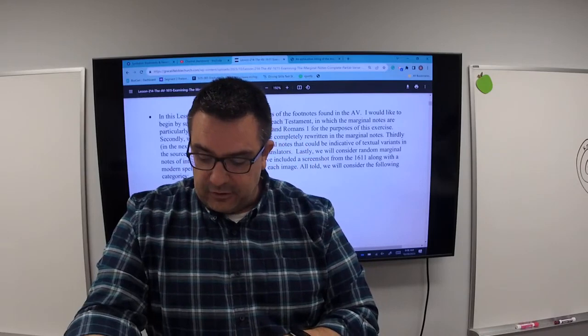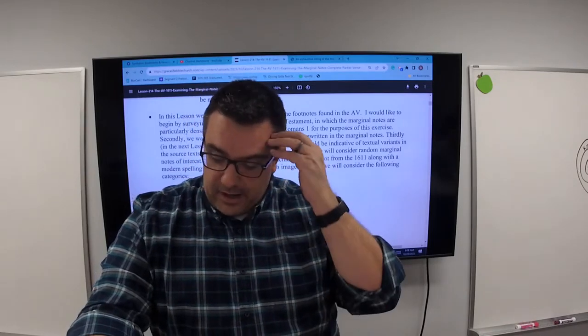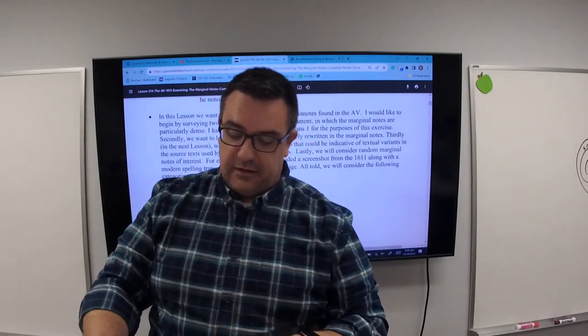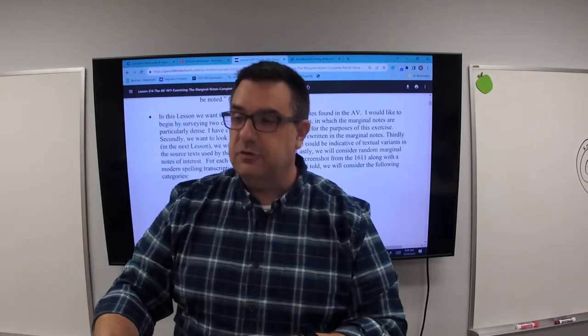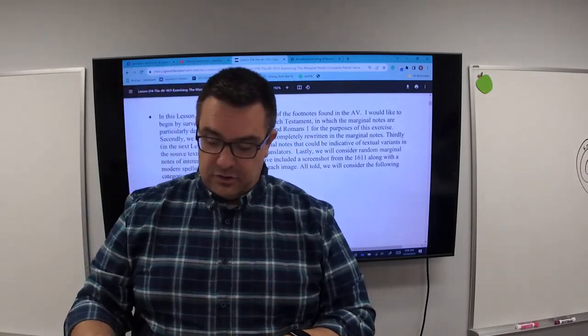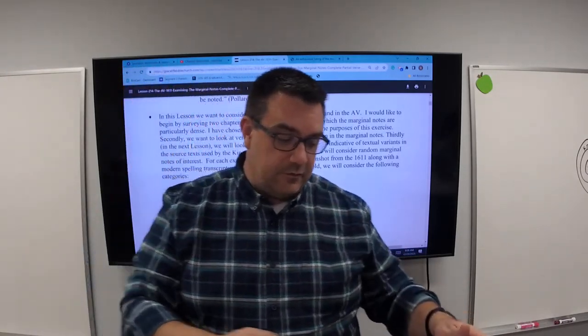So, for example, for each example, I've included a screenshot from the 1611 along with a modern spelling transcription underneath each image. All told, we will consider the following categories.